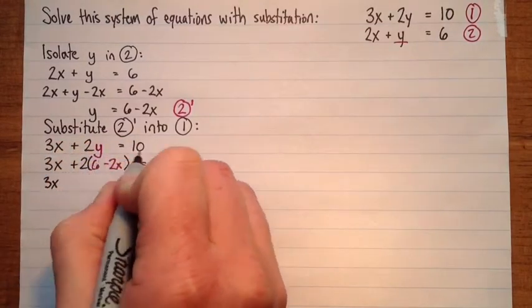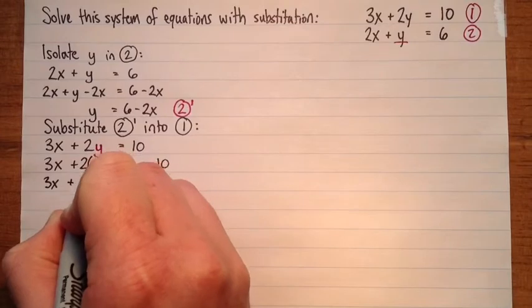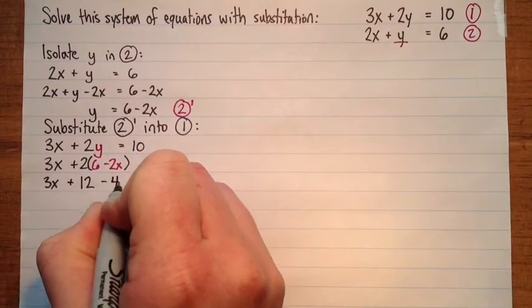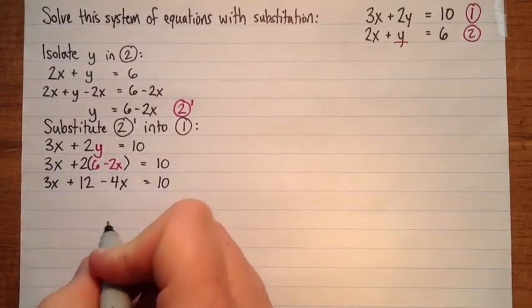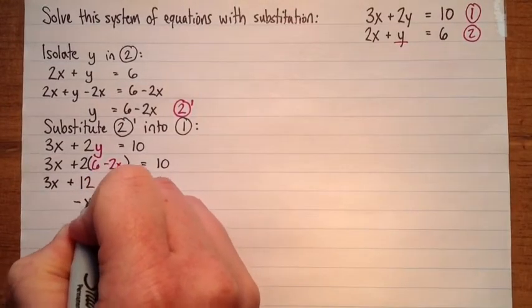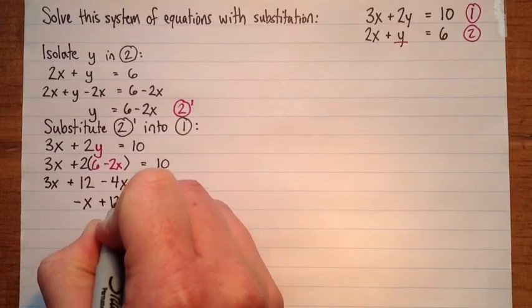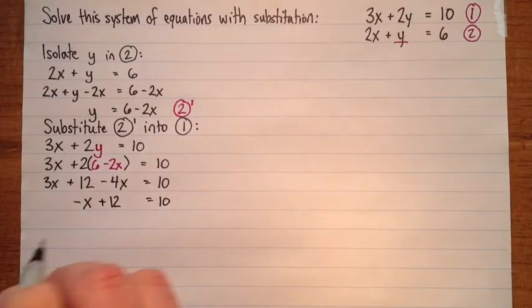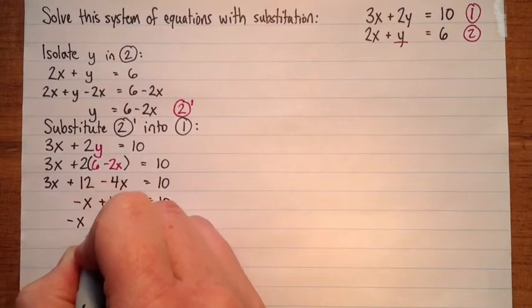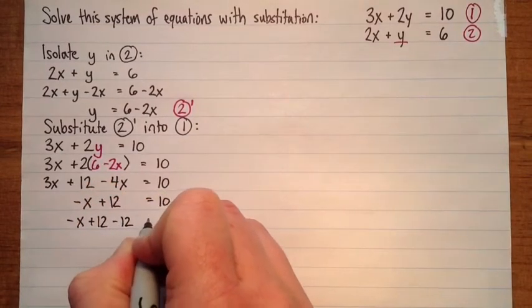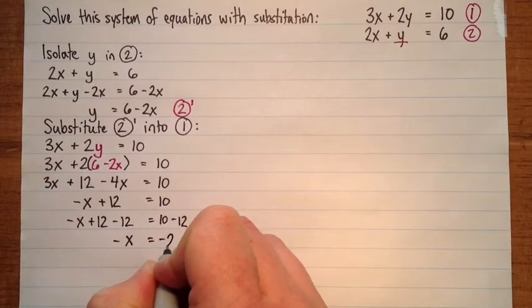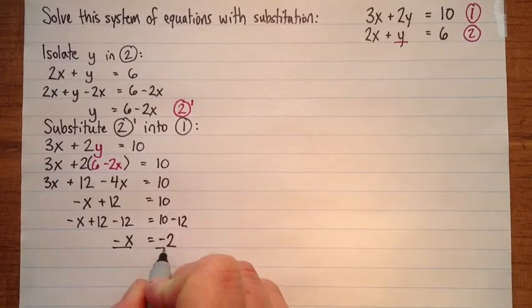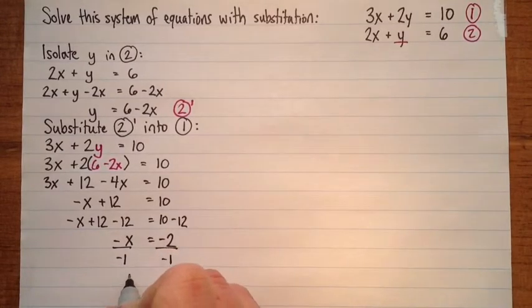So I have 3x, I'll multiply this thing by 2. So I've got plus 12 minus 4x equals 10. If I combine my x's here, I have negative x plus 12 equals 10. Then I'll subtract 12 from both sides. Negative x plus 12 minus 12 is 10 minus 12. So I get negative x equals -2. And then I'll divide by -1 to get x equals 2.